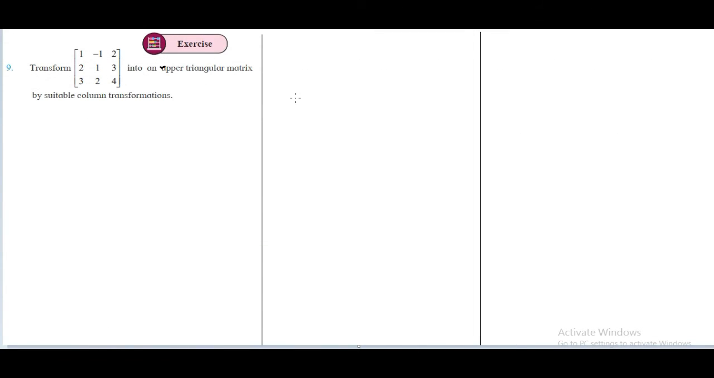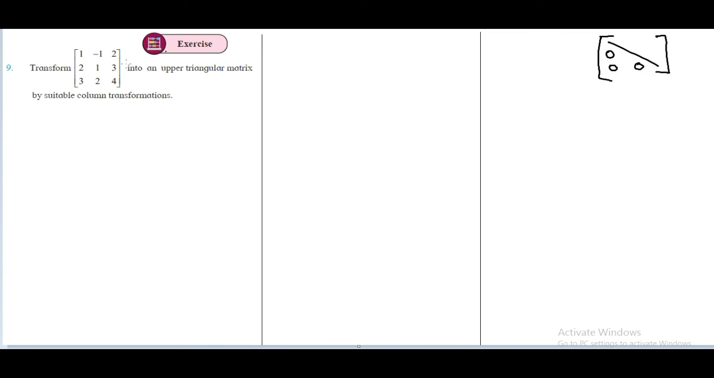This is the last question of the exercise, that is the 9th question. Okay, this contains a 3 by 3 matrix. What does the question say? Question says that transform the given matrix into upper triangular matrix by a suitable column transformation. Now what is the meaning of upper triangular matrix? Upper triangular matrix means a matrix whose elements below the diagonal are 0.